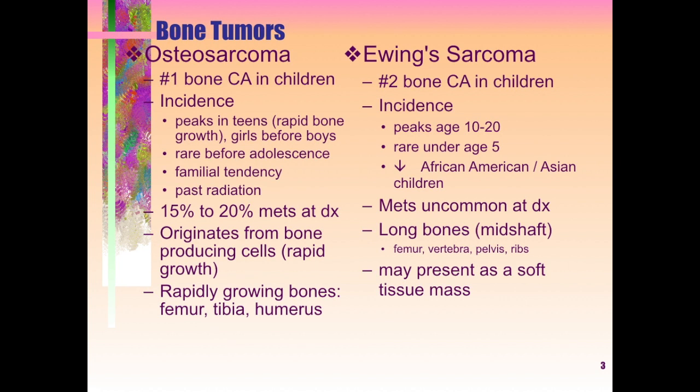Now, Ewing's sarcoma comes anytime between age 10 and 20, and it's primarily seen in the Caucasian population. It's rare that this type of tumor metastasizes at the time that we're diagnosing. It doesn't mean it can't metastasize, but at the time the child presents, it isn't a metastatic process. This also affects the femur, but it can affect the vertebrae, the ribs, and the pelvis. And this one is tough because it might present as a soft tissue mass, and it's the swelling of the tissue around the bone that's affected.